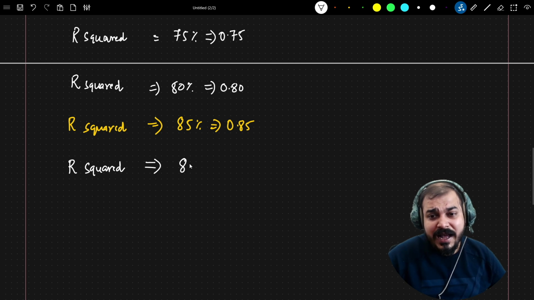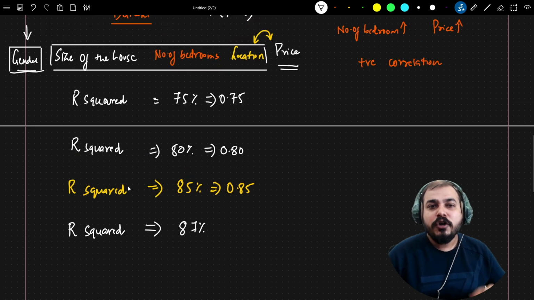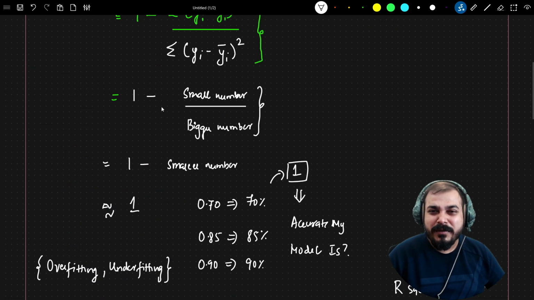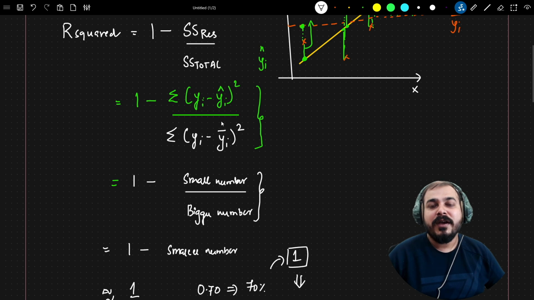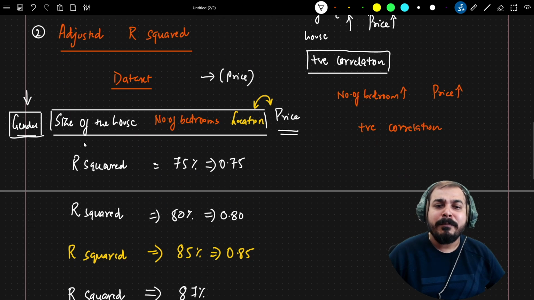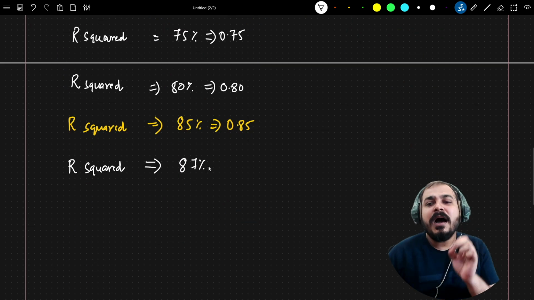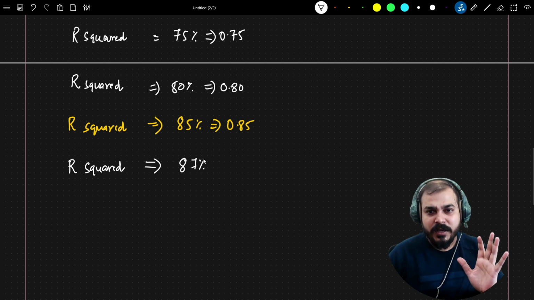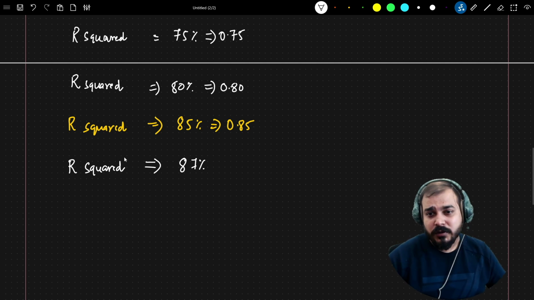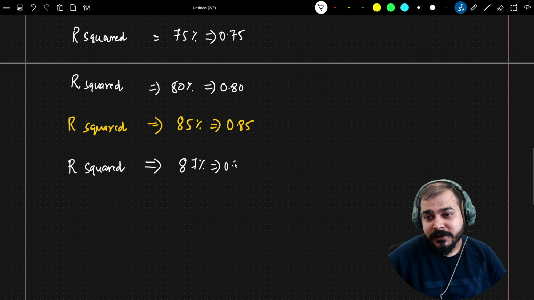So here you can see that I'm getting somewhere around 87%. Let's say I'm just assuming 2% it got increased, because the formula of R squared works in that specific way: as more features you keep on adding, somehow the R squared value is going to increase. I'll show you all these things in the practical also, guys. So let's say this becomes 0.87.